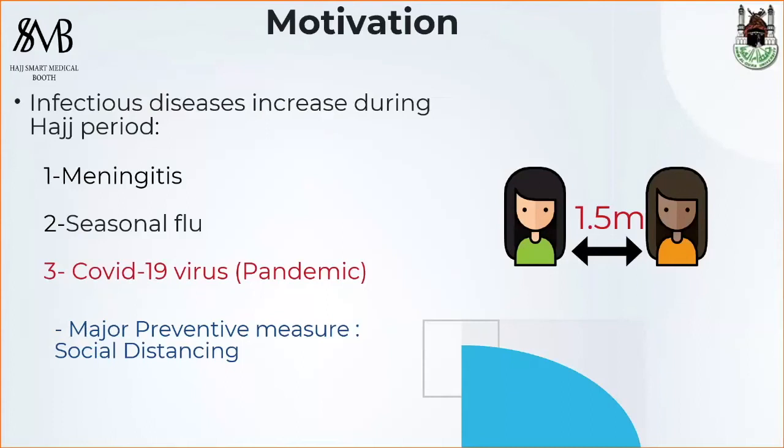seasonal flu, or a pandemic, such as COVID-19, which the World Health Organization declared as a rapidly spreading global pandemic. And preventive measures have been taken, including social distance between people of 1 to 1.5 meters.